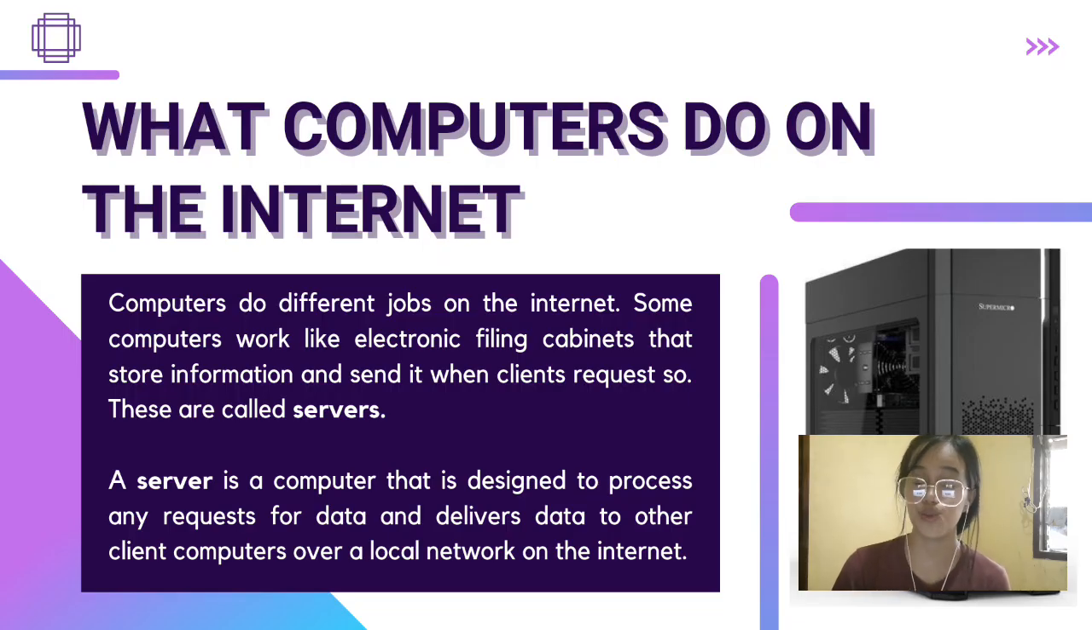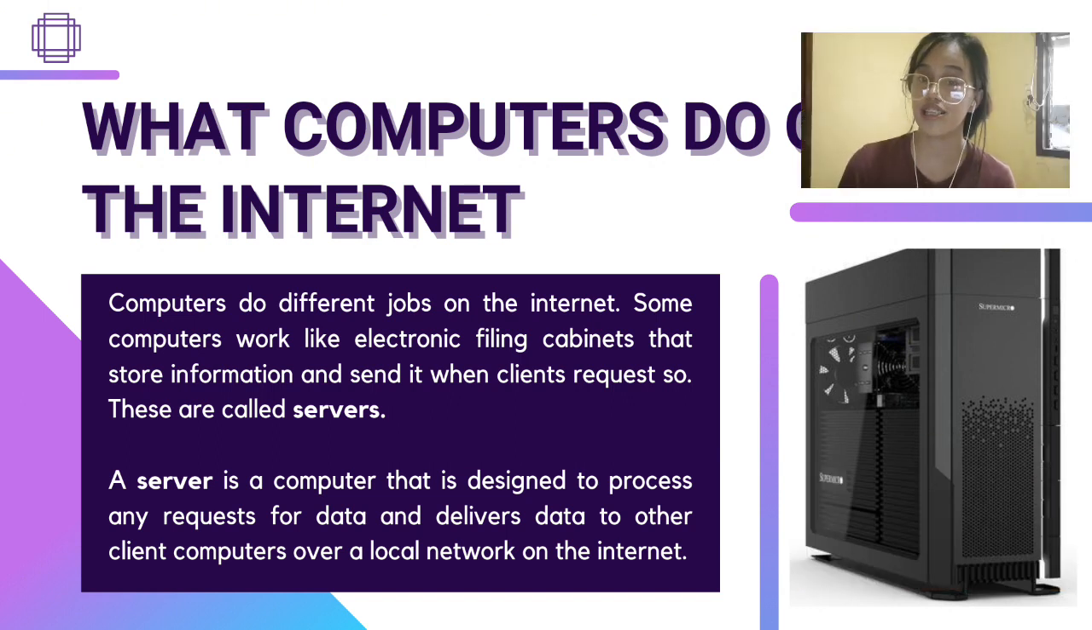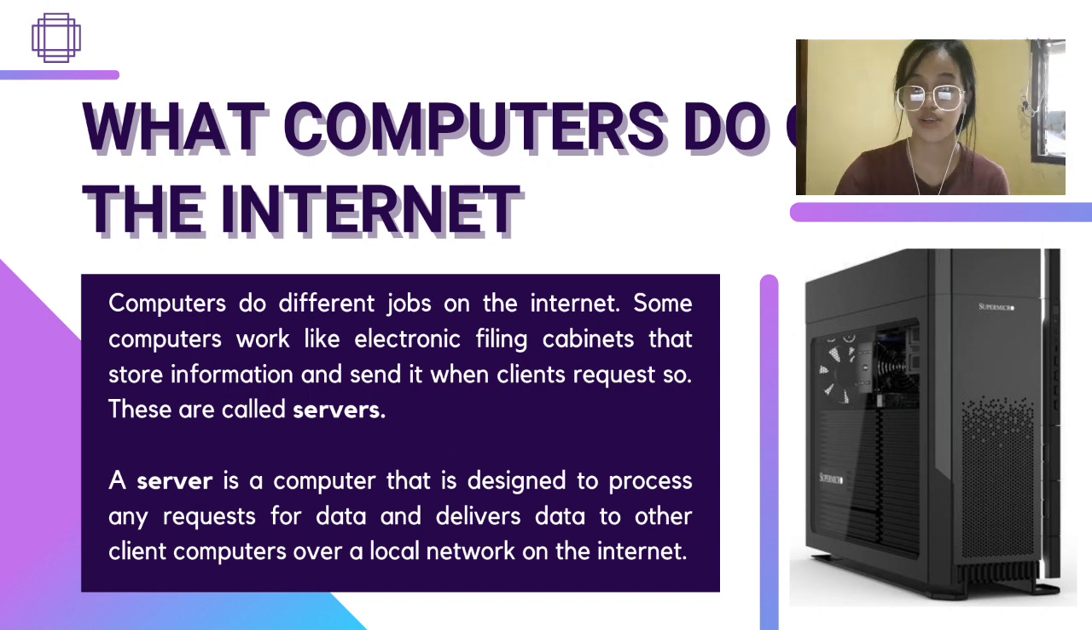What do computers do on the Internet? Computers do different jobs on the Internet. Some computers work like electronic filing cabinets that store information and send it when clients request it. These are called servers. A server is a computer that is designed to process requests for data and deliver data to other client computers over a local network or the Internet.